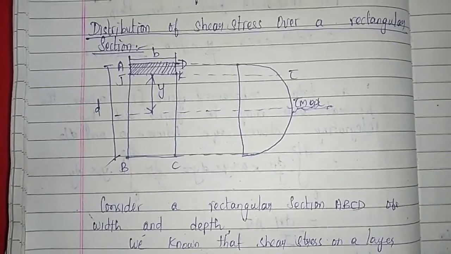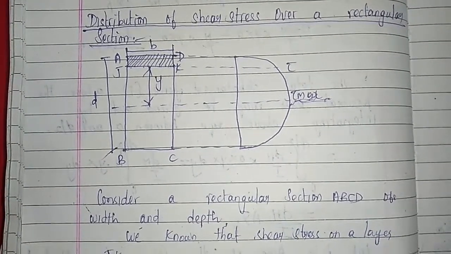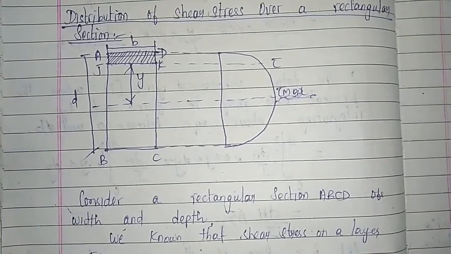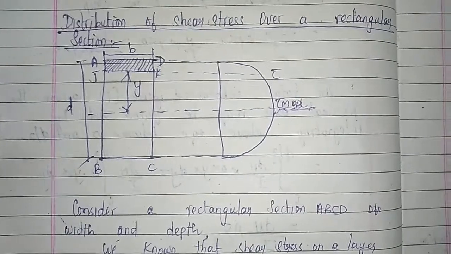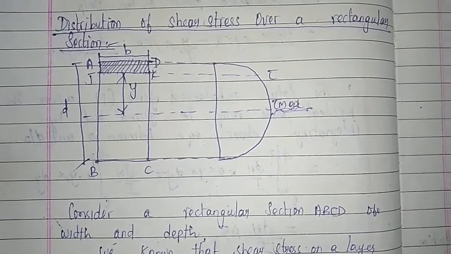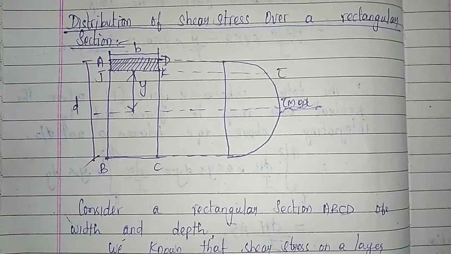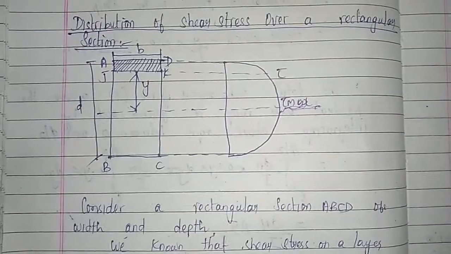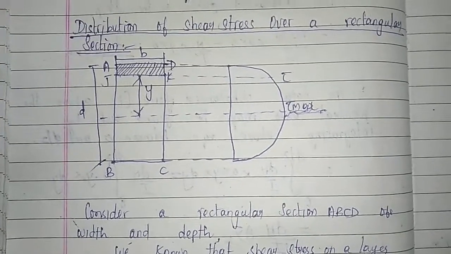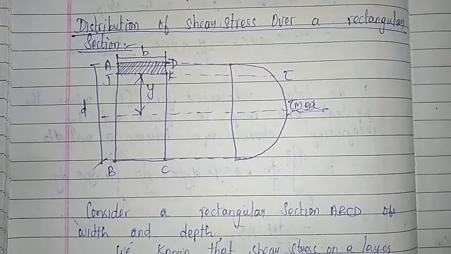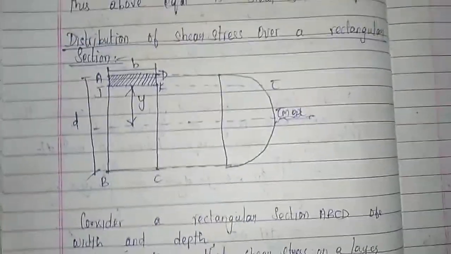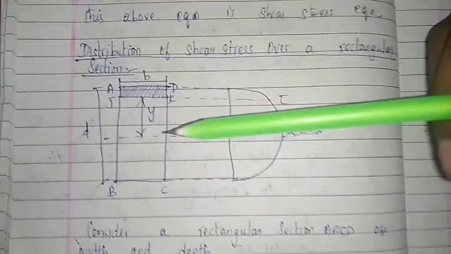So in this lecture we are going to continue the shear stress equation. We have found the shear stress equation in the previous lectures, right? So tau is equal to F into A y bar by I into B, that is your shear stress equation. This is the continuation of your shear stress equation, okay? So, distribution of shear stress over a rectangular section. How shear stress is distributed over a rectangular section, that is what we are going to see in this particular section. First I will teach you using this diagram.